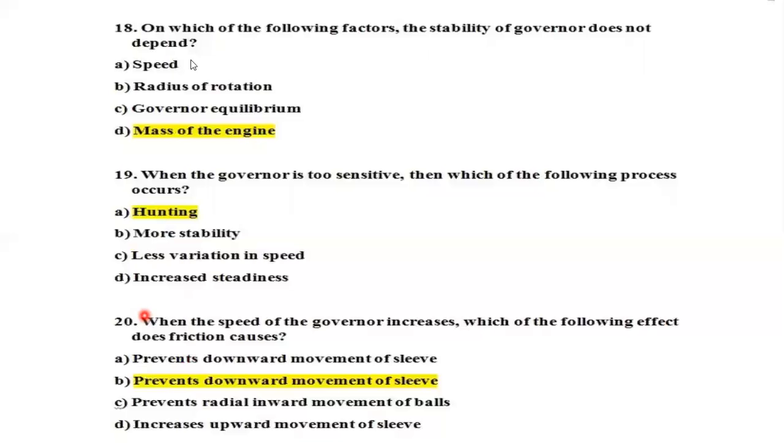So next, on which factors does the stability of the governor not depend? Actually, stability depends upon speed, radius of rotation, governor equilibrium. The only thing is it does not depend upon the mass of the engine.